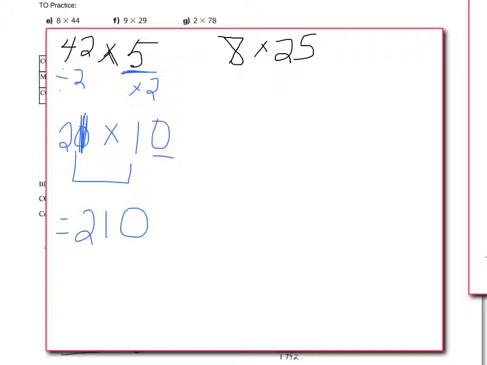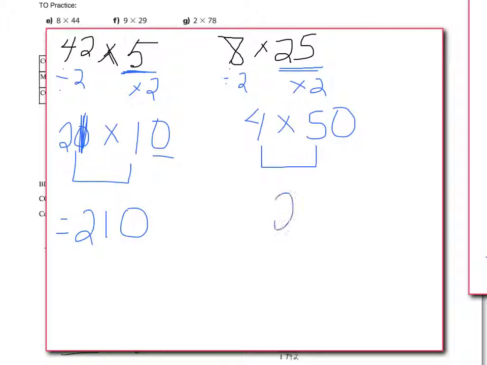Again, looking at this next one, well, this I can easily multiply by 2, and it's going to give me 50, which is a multiple of 10. It's an easy number to work with. If I times 2 for this side, I have to divide by 2 for this side. So 8 divided by 2 is 4. 4 times 5 is 20. Add that 0 back on that I took off, 200.